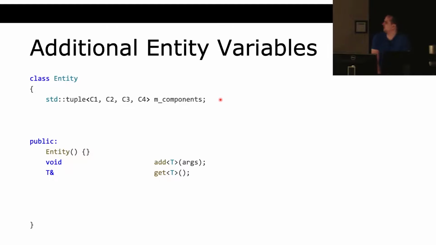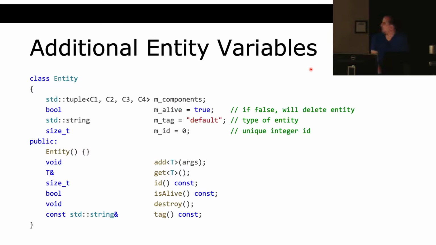So here is our entity class so far. We've got our components, and we've got some functions that allow us to get at those components. But we're going to want some other functionality on the entities that are not components, that are just software engineering type things. And those are the following. We're going to have 3 more variables. One of them is a bool, which is alive. Is this thing alive? What that means is that the entity should still exist on the next frame.